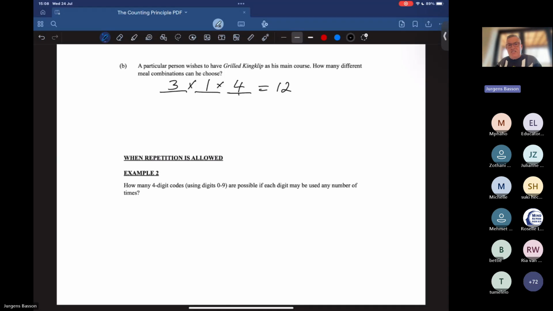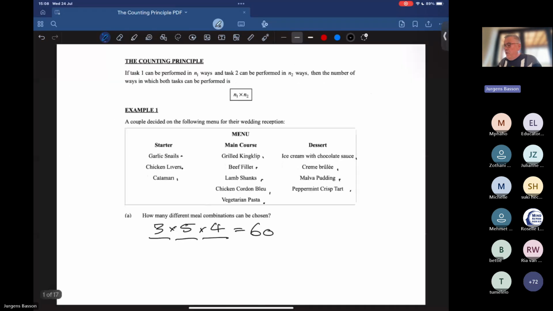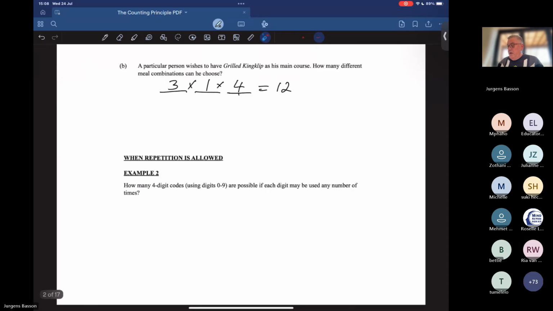So this is just to illustrate, first of all, how this definition works. What the counting principle really tells us is that once you know how many ways you can do every task, to know how many arrangements or combinations there are, you multiply those tasks.